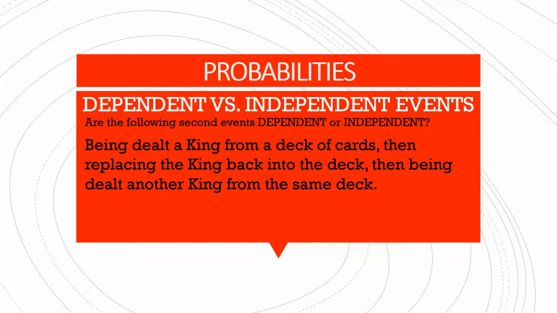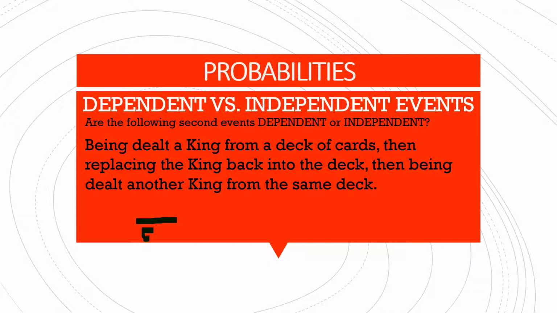Now here's one. Being dealt a king from a deck of cards, then replacing the king back into the deck, then being dealt another king from that same deck. Now this is a lot more simple than it sounds. What's going to happen is you're going to get dealt a king from a deck of cards. Now let's do our probability fraction.